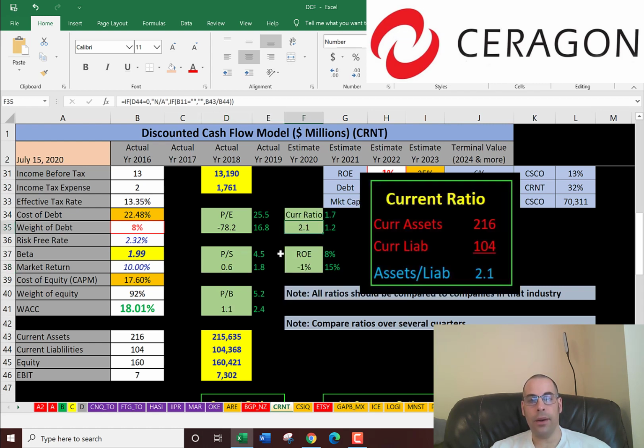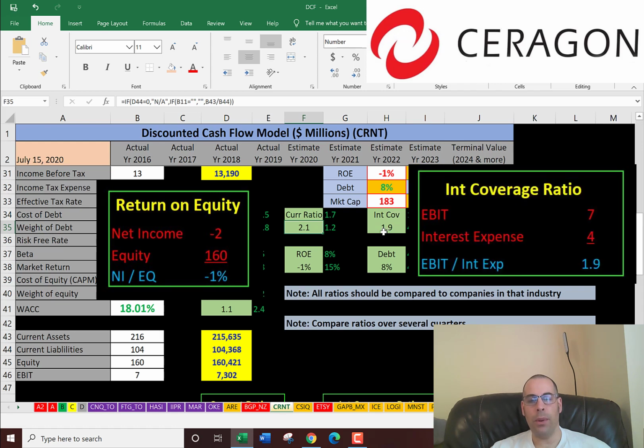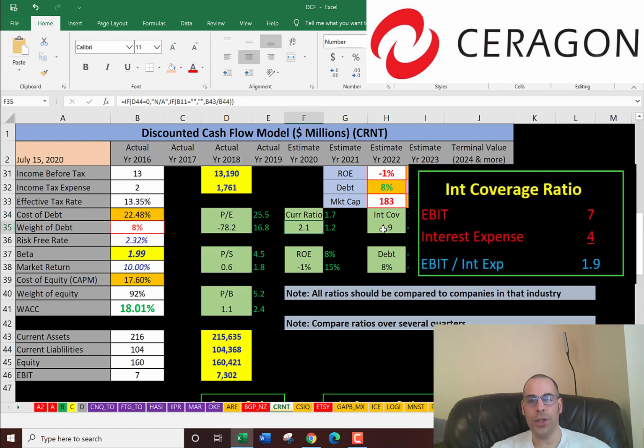They're doing okay in current ratio. They can cover their current liabilities. They have a negative ROE because they have negative earnings. They can cover their interest payment 1.9 times, so not much of a cushion there. And the debt of 8%.